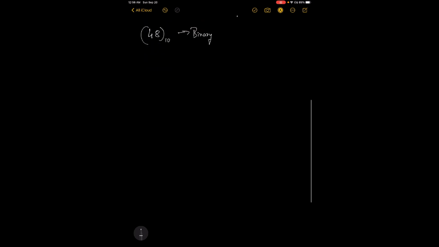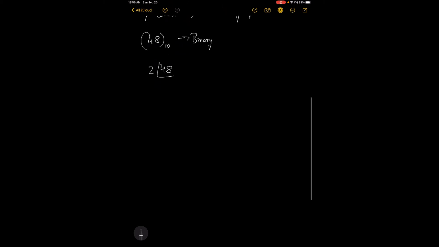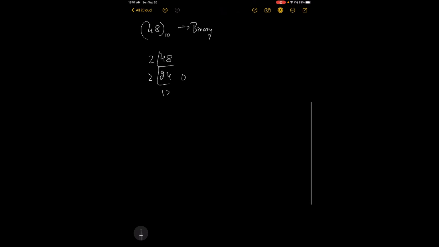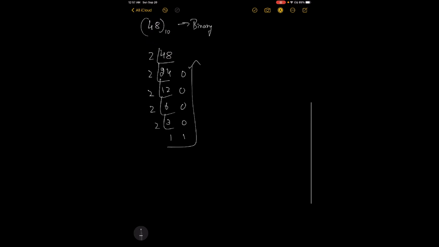The process is by dividing by 2, because binary can represent just 1 and 0, just 2 bits. So we divide 48 by 2. 2 24s are 48, remainder is 0. 2 12s are 24, the remainder is 0. 2 6s are 12, remainder is 0. 2 3s are 6, remainder is 0. 2 1s are 2, the remainder is 1. So this is the binary representation of 48. We start from the bottom up: 1 1 0 0 0 0 is the binary representation. It can also be written as 110000 base 2.